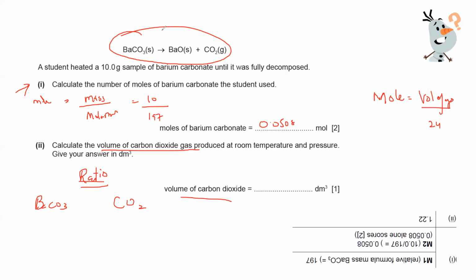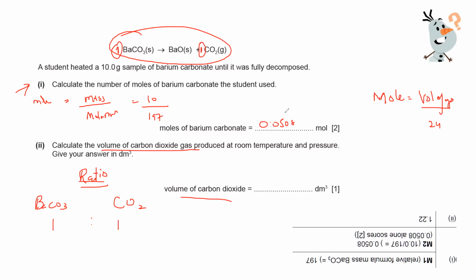In the equation you can see 1 is here. So 1. And how many moles of carbon dioxide in the equation? That is also 1. If you check carbon dioxide, this number is representing the mole number. So carbon dioxide also has 1 mole. This number before the element or compound represents the mole number. So according to the equation, if there is 1 mole of barium carbonate, there should be 1 mole of carbon dioxide.